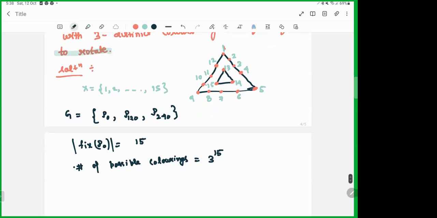Similarly, for the fixed points of this one, rho 1.